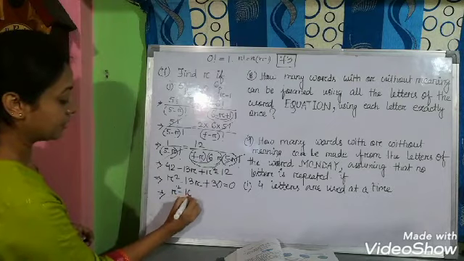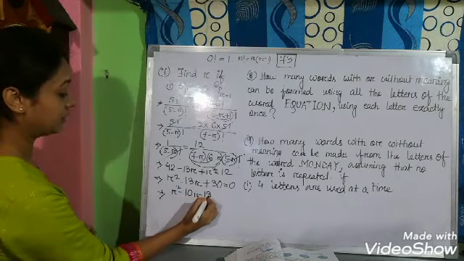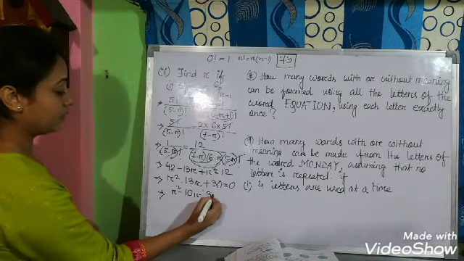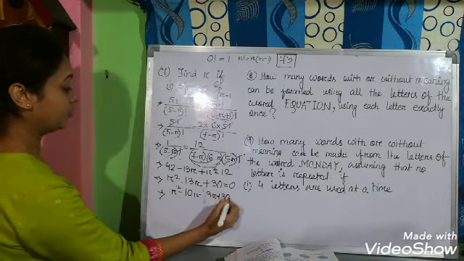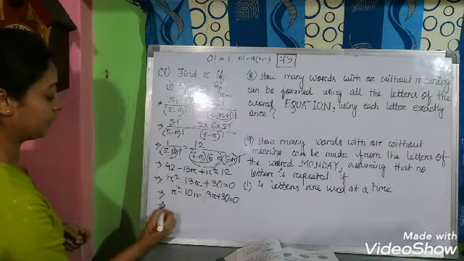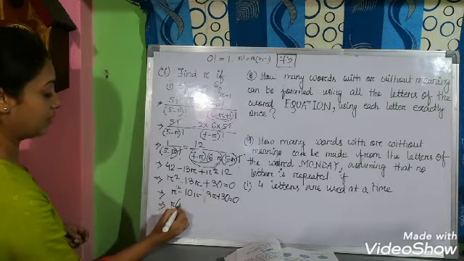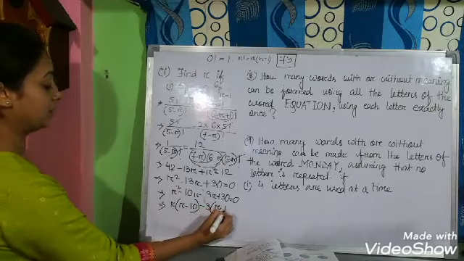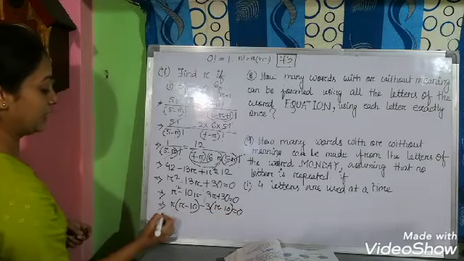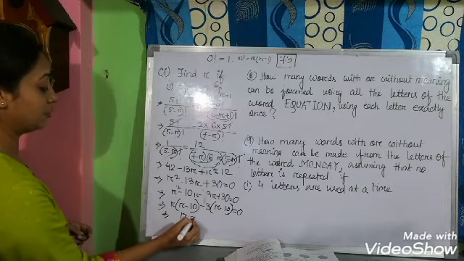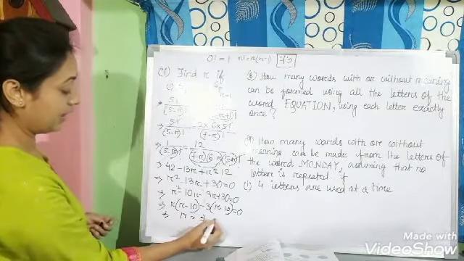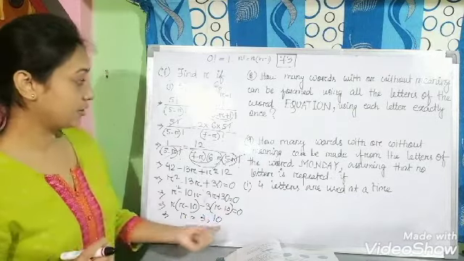So r square minus 10r minus 3r plus 30 equals 0. Take common, then you'll get (r minus 10) minus 3(r minus 10) equals 0, and hence the values of r are 3 and 10, but we will not consider both.